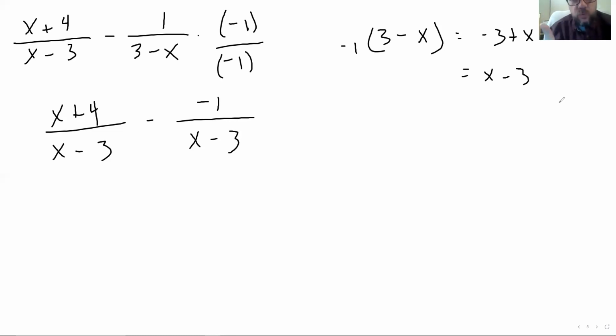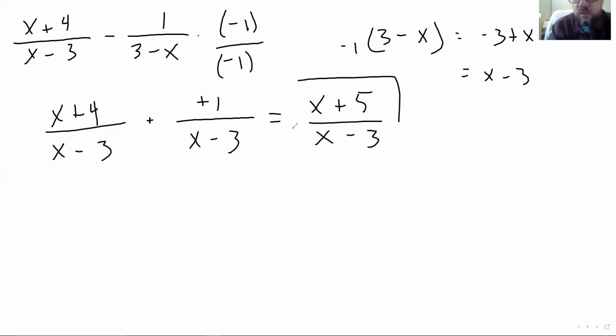And then I'm going to notice that I've got minus a -1 times something, so I'm just going to cancel those minuses out. So this is much easier now. I have x plus 4 plus 1 over x minus 3. That's just x plus 5 over x minus 3. Nice and easy.